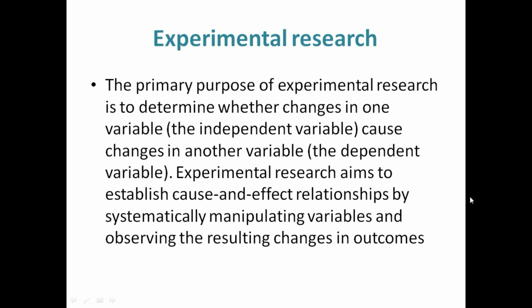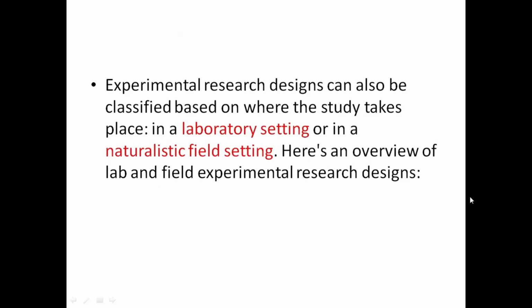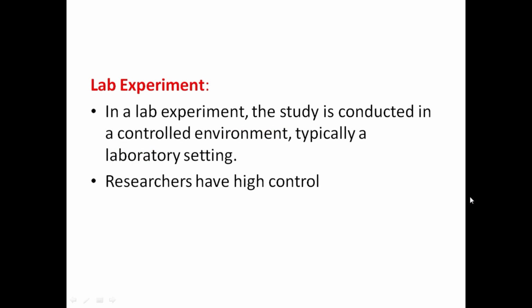So the researcher aims to establish the cause and effect relationship between the two variables. We have two types of experimental research designs, classified based on where the study takes place. The first one is laboratory. If the research is conducted in a laboratory setting, it is called the laboratory research design. And if the research is conducted in a natural field setting, it is called the natural field research design.